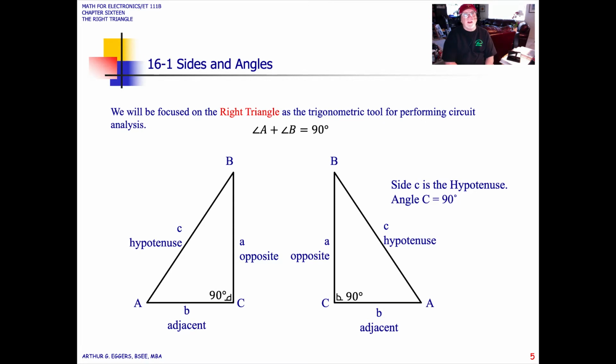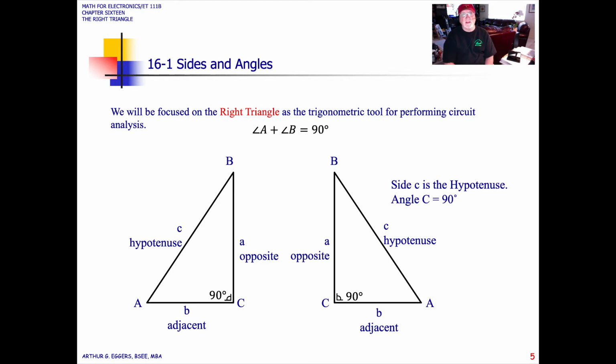So if we take a look at this, you can see that angle A and angle B must sum to equal 90 degrees. The total of the triangle has a total of 180 degrees then. Side C is always the hypotenuse, the long side. This is the side we'll be most interested in because it's the hypotenuse, or side C, that forms the vector or the phasor that we're going to be interested in later.